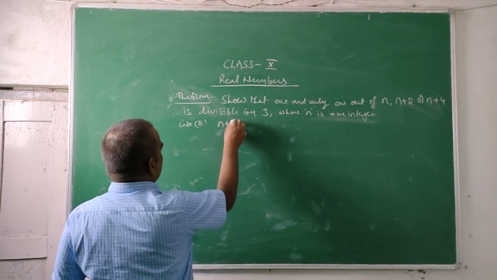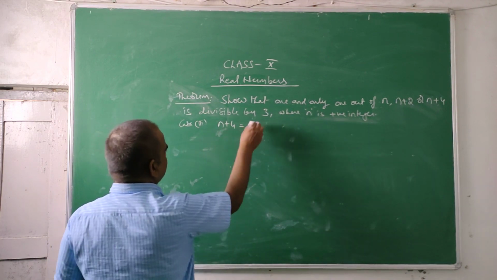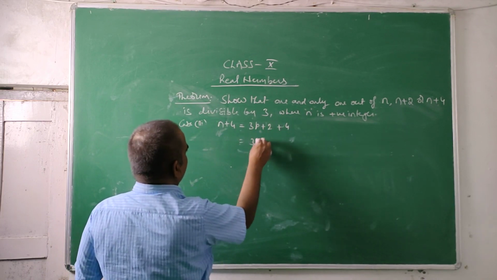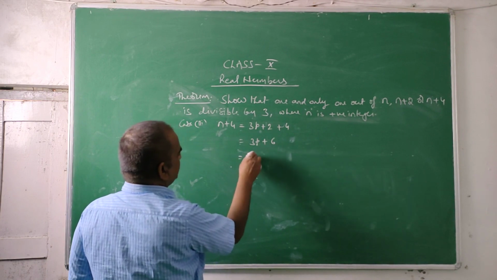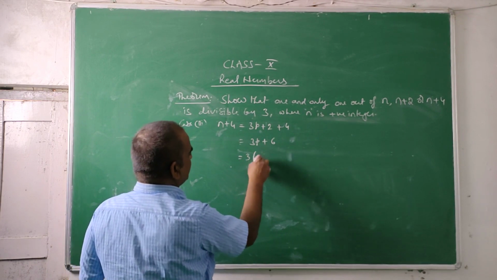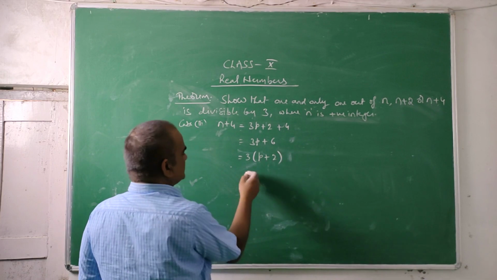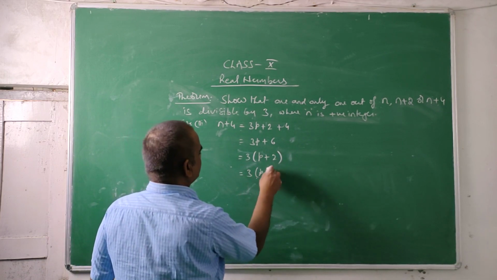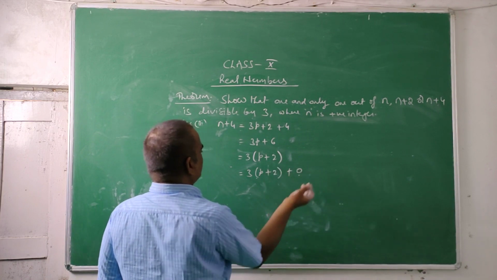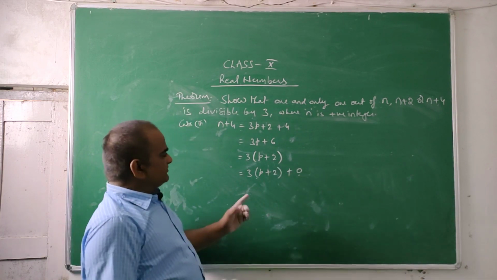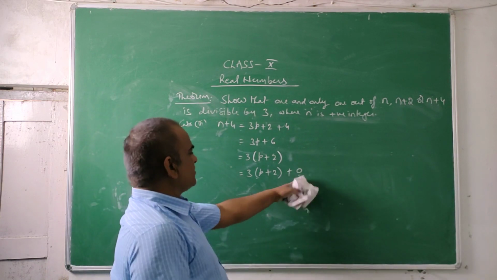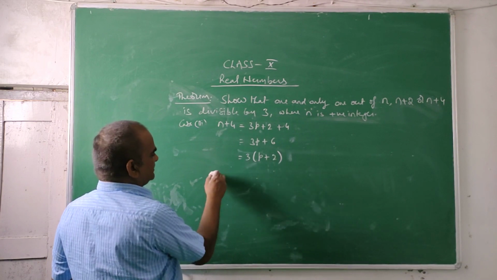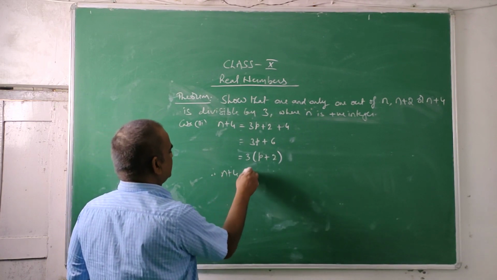Now, n plus 4 is equal to, n is 3p plus 2 plus 4, which is equal to 3p plus 6, right? Now you take 3 common. So it is 3 into p plus 2 plus 0. That remainder is 0. What does it mean? It is divisible by 3. So this is not necessary to write, just I am showing. So n plus 4 is a multiple of 3, therefore n plus 4 is divisible by 3.